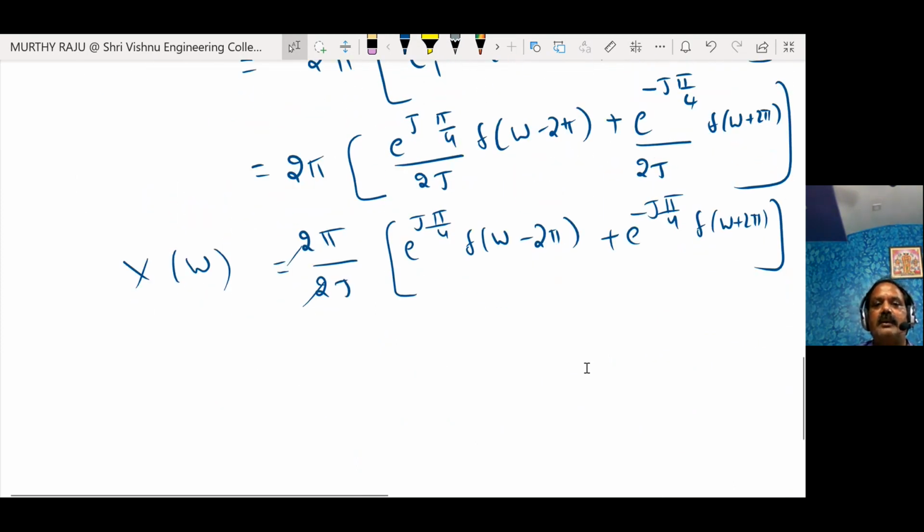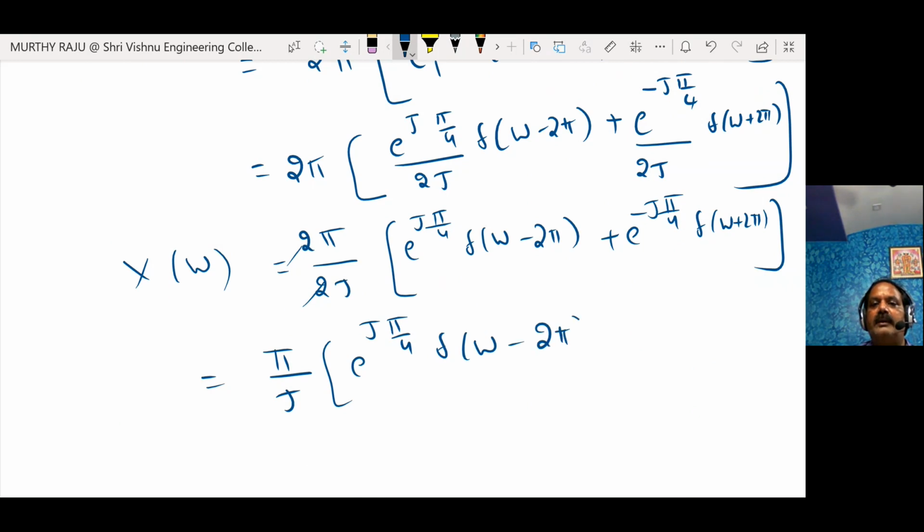X of omega is equal to pi by j e power j pi by 4 delta of omega minus 2 pi plus e power minus j pi by 4 delta of omega plus 2 pi. These are shifted impulse functions.